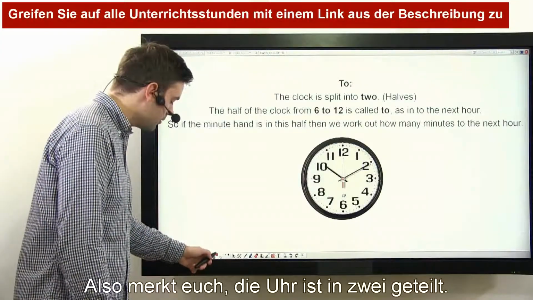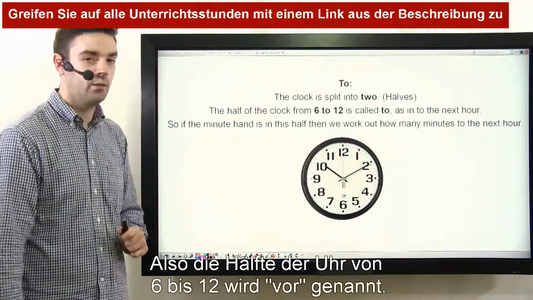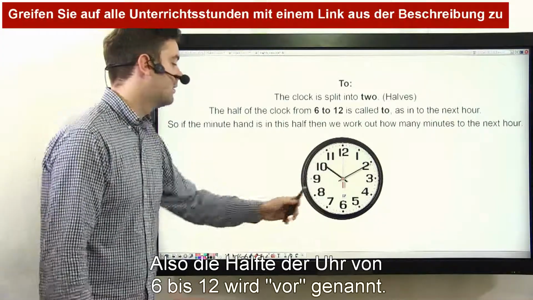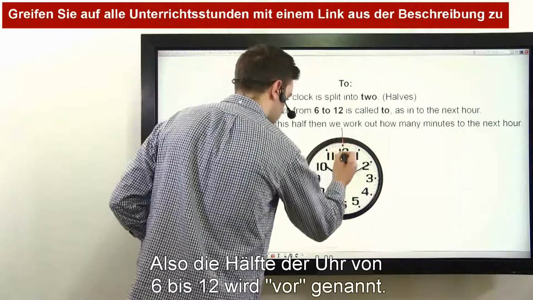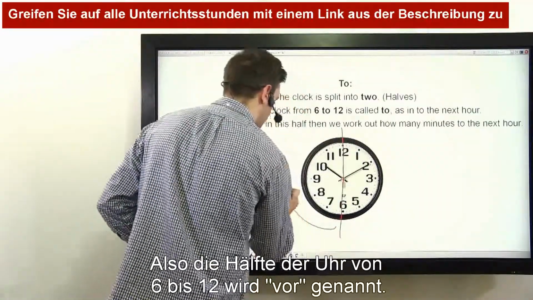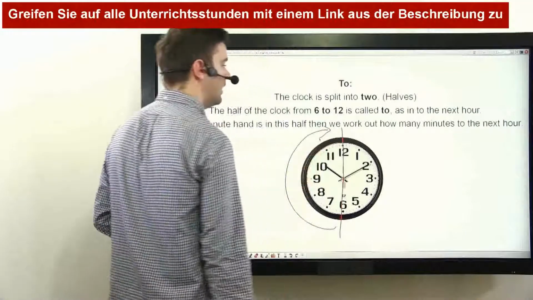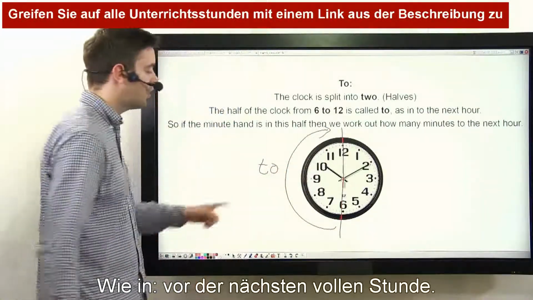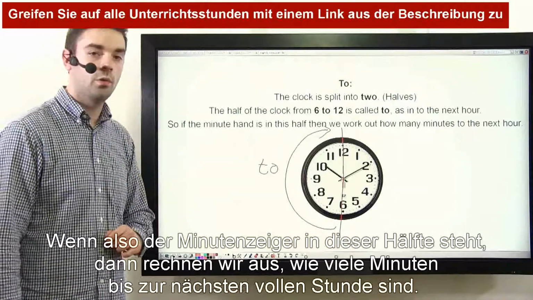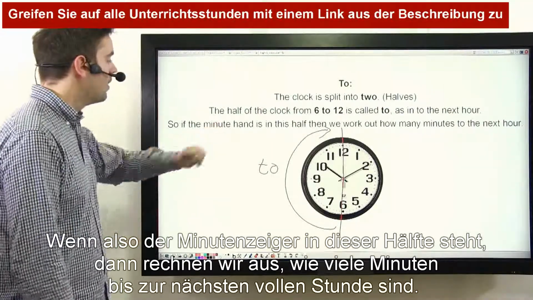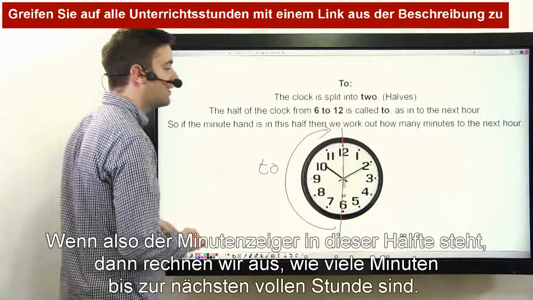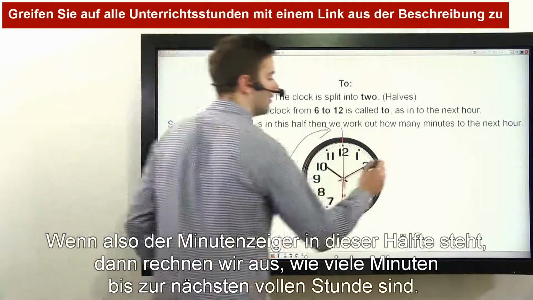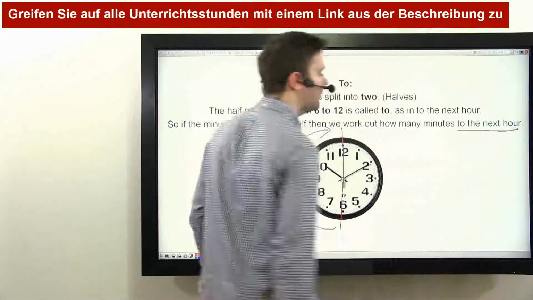So remember, the clock is split into two halves. The half of the clock from 6 to 12 is called to, as in to the next hour. So if the minute hand is in this half, then we work out how many minutes to the next hour.